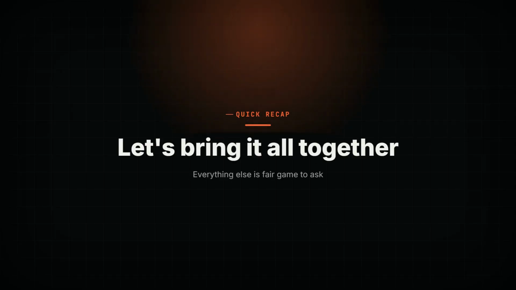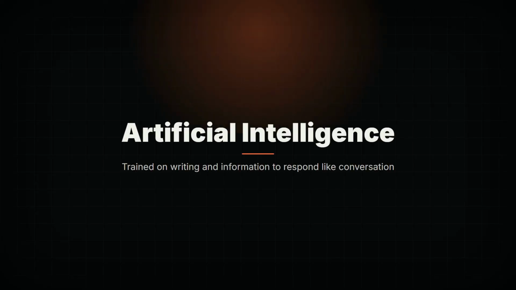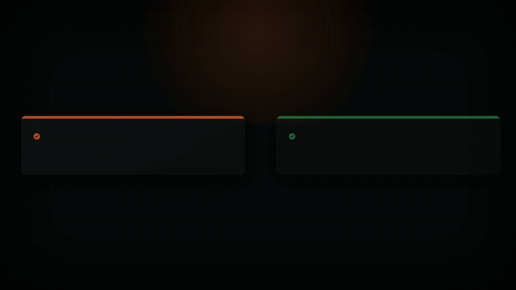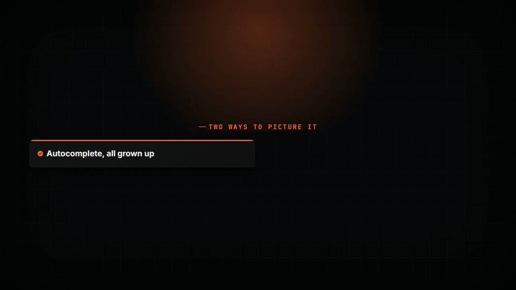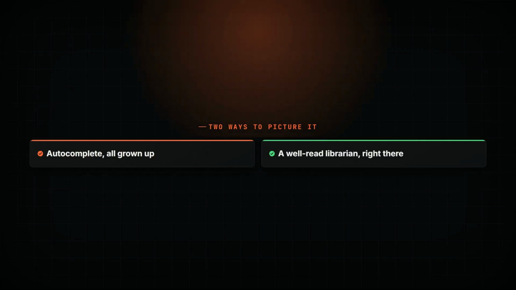Let's bring it all together and go over what we covered today. Artificial intelligence is a computer program trained on a large amount of writing and information, which allows it to notice patterns and respond in a way that feels like conversation. A chatbot is simply a program built this way that you can talk with by typing. Think of that program as your phone's word suggestion feature, but far more capable, able to offer full answers instead of single words, or think of it as a very well-read librarian who answers your questions directly instead of handing you a book.